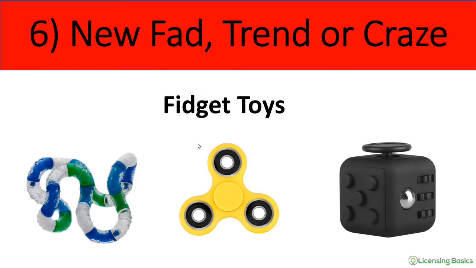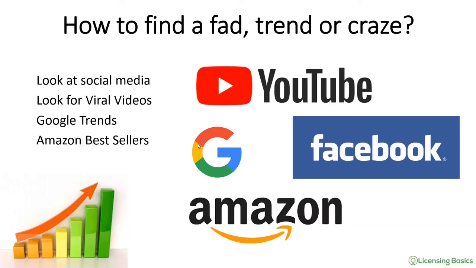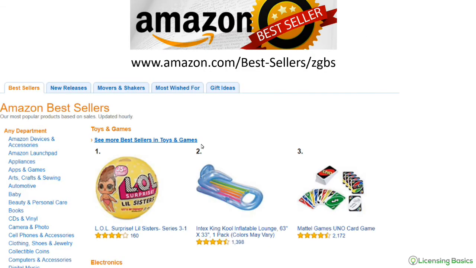But when you see these trends coming in, there's a great opportunity to think of product ideas that could be different than what the current products in that area are. So how to find a fad, trend, or craze? One way is looking on social media. You can look on Facebook, YouTube. You can look at viral videos, Google Trends, and Amazon bestsellers.